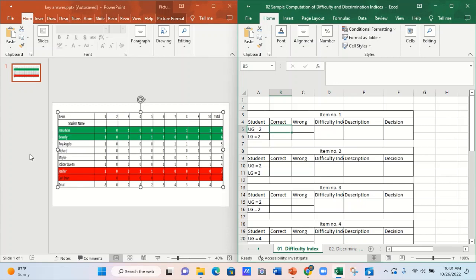Now to identify the members of the lower group, mag-count ang counting sugod punta sa pinakaubos. Okay? So Carl, Brian, and Jennifer 1, 2. So silang duha ang members sa lower group.